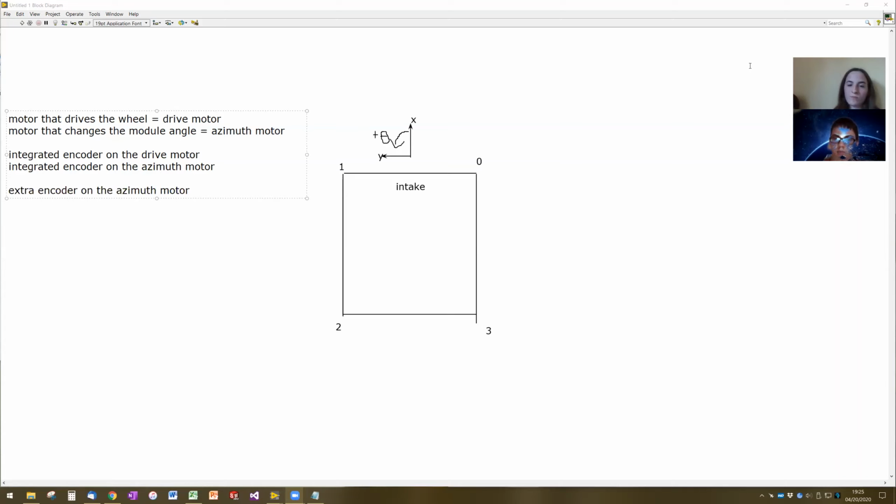So yes, what Adam's saying is that for every 360 degrees that the azimuth motor spins, or that the wheel module spins, the extra encoder will also spin exactly 360 degrees. So 1 degree on the module azimuth angle is always going to be exactly equal to 1 degree on this extra encoder, and it's designed that way.